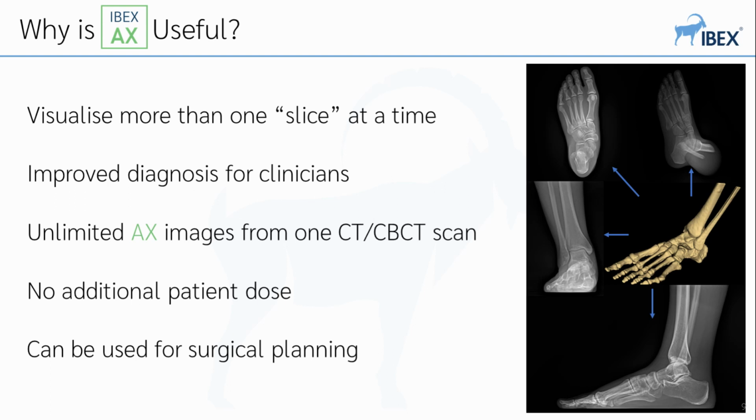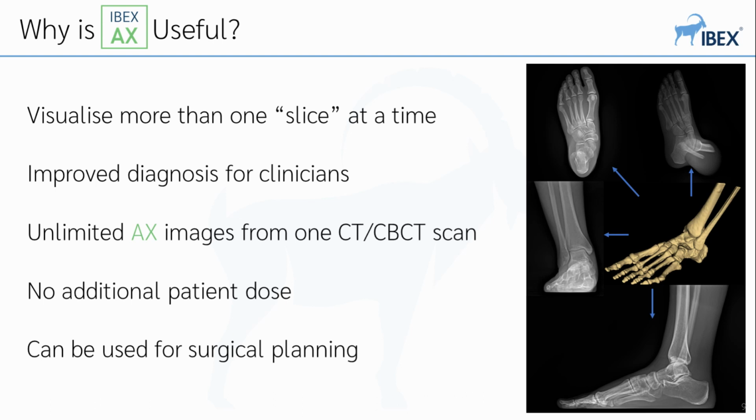Next, hopefully it's clear that patients only need a single CT or CBCT scan, and from this data we can produce an unlimited number of 2D AX images without any additional patient dose. Essentially, this allows us to perfectly align patients virtually to produce the best possible 2D images.